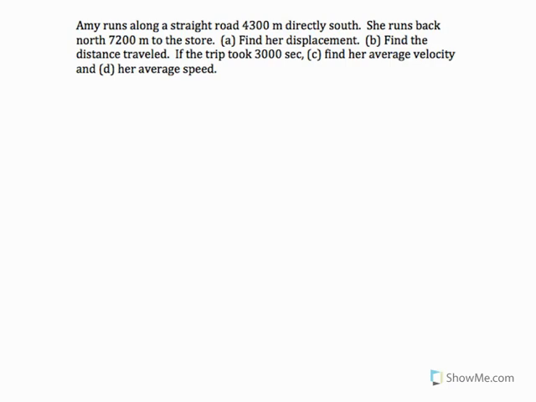Welcome to PV Online. We're going to take a look at a problem dealing with constant velocity and constant average speed. All right, so we have this example where Amy's running along a straight road, 4,300 meters directly south. Since physics is such a visual science, I'm going to draw a little arrow representing her going south, and that's the 4,300 meters.